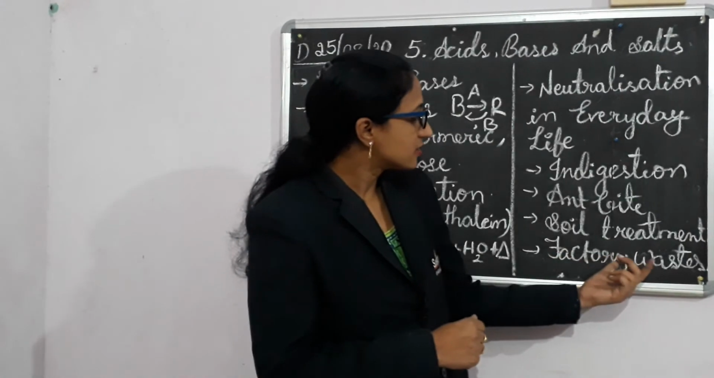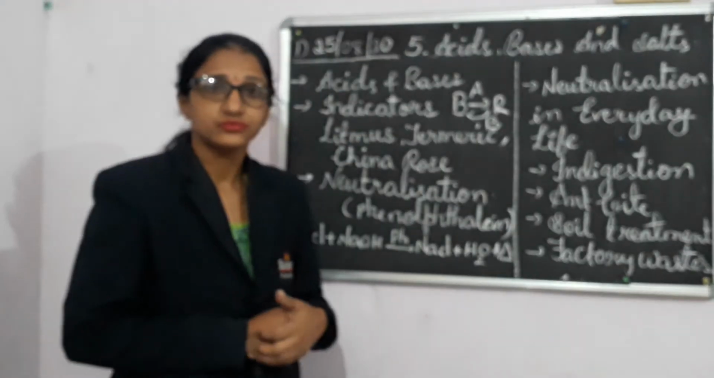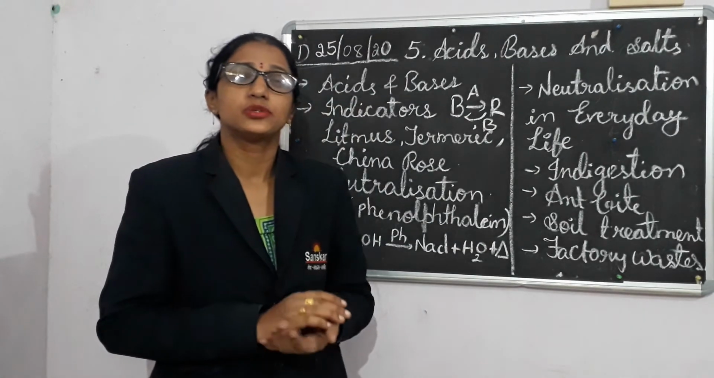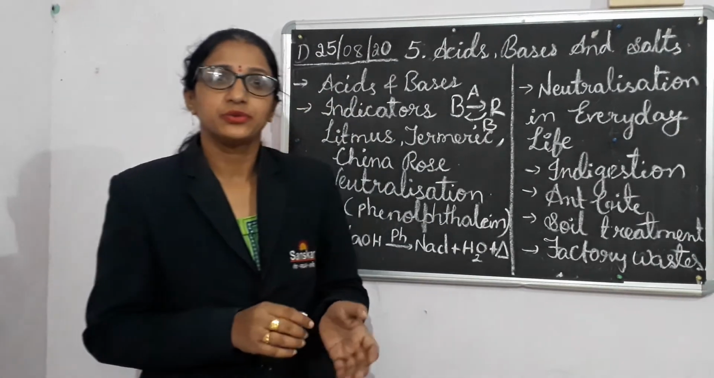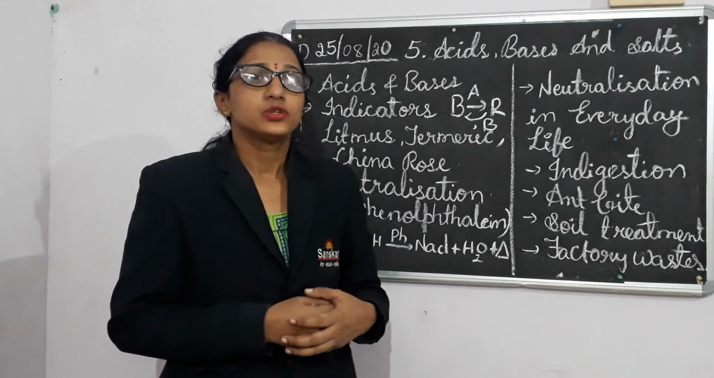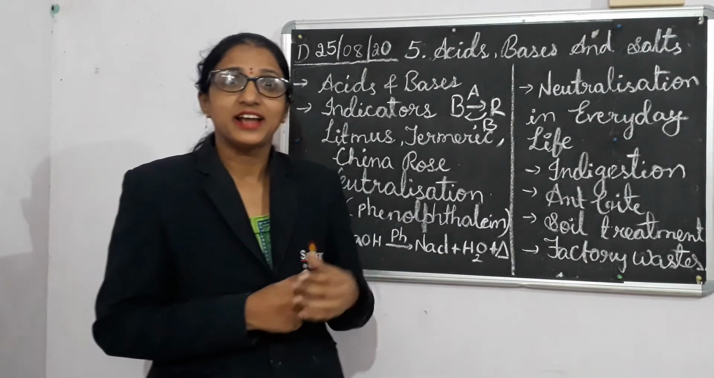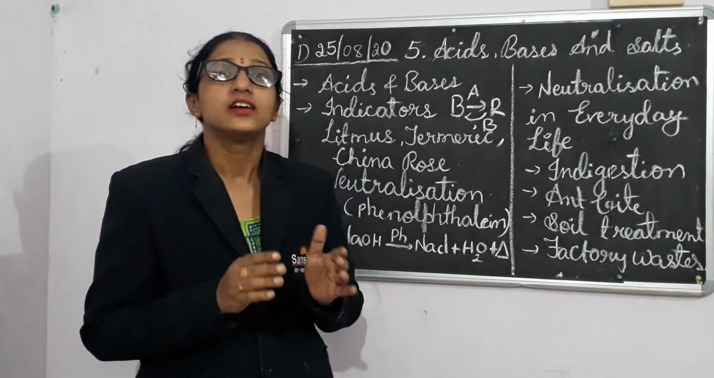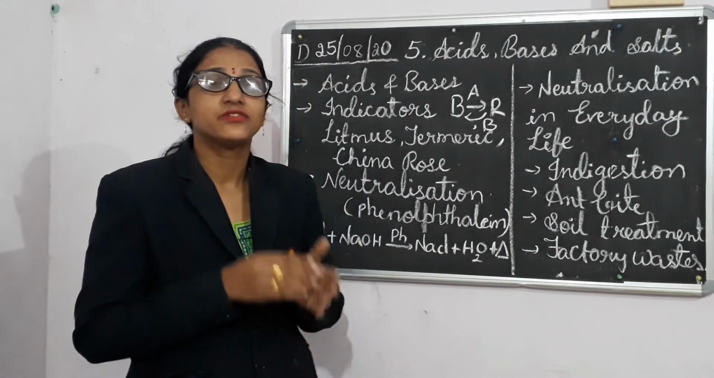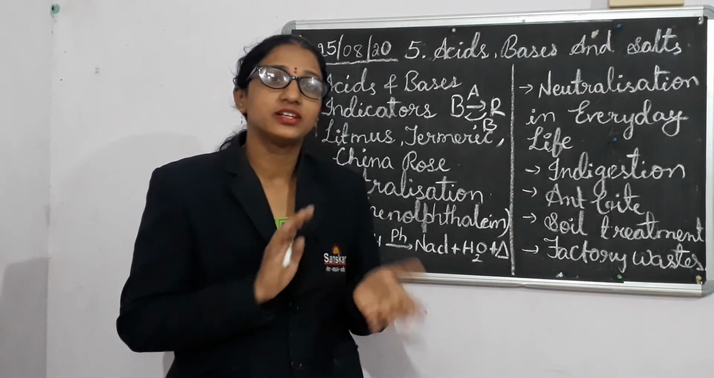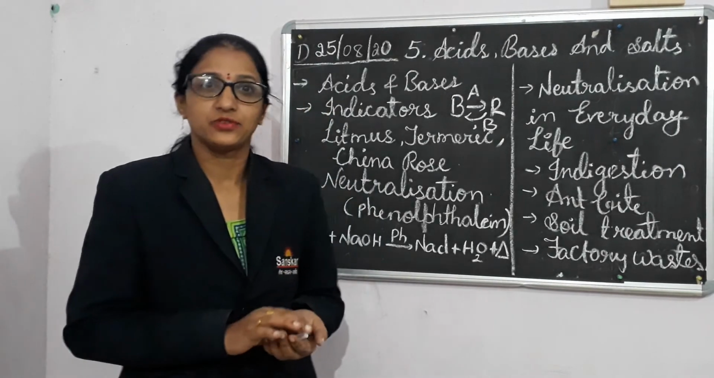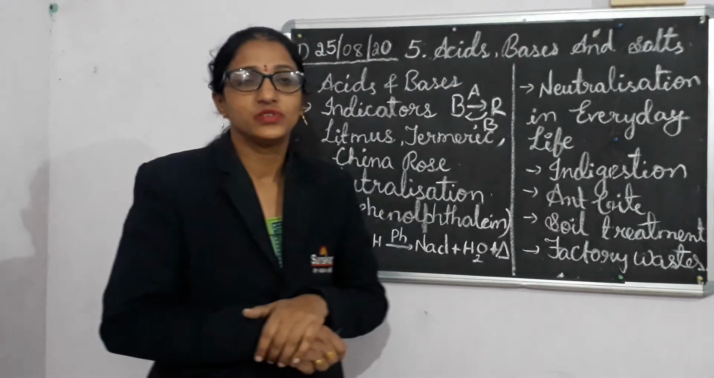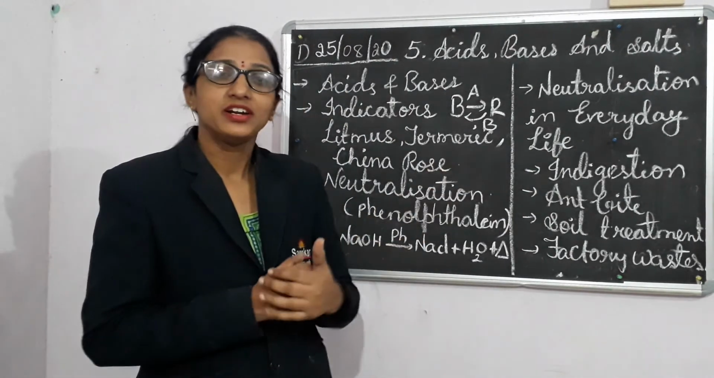And next one, factory wastes. We know that many factories are releasing their chemicals into the rivers and onto the soil. But they are not releasing them directly. First they have to neutralize them. The acid solutions they are releasing, first they neutralize, and only then do they release them into the environment. So these are the normal neutralization reactions in our daily life.